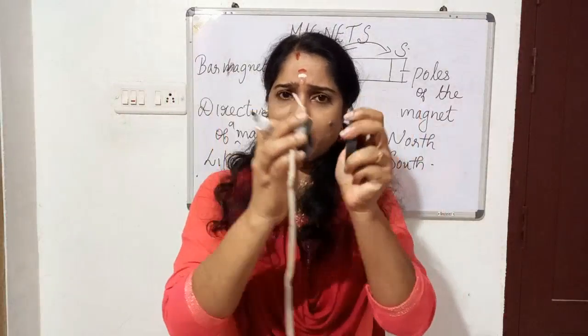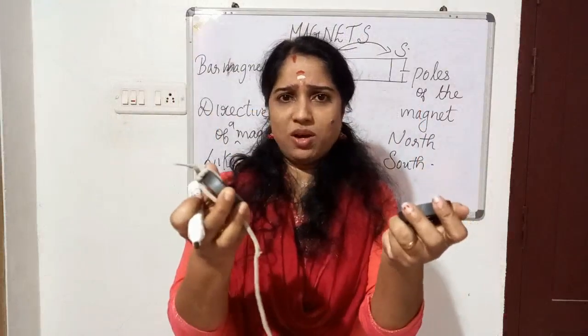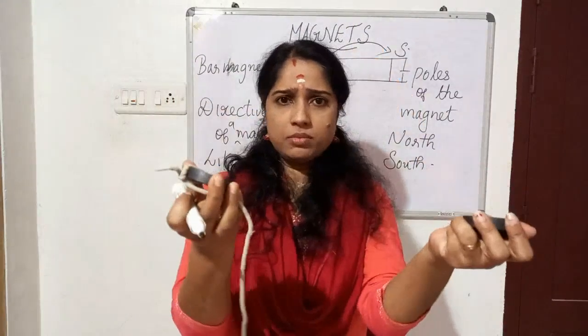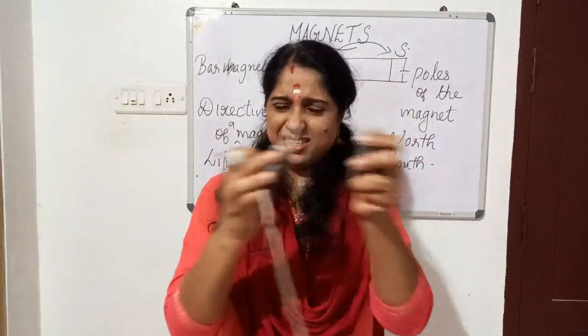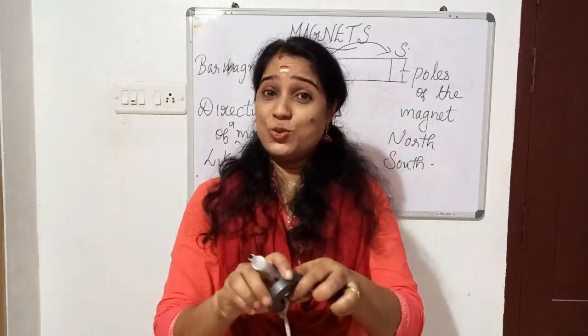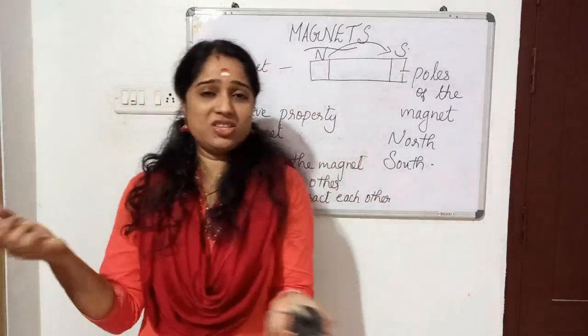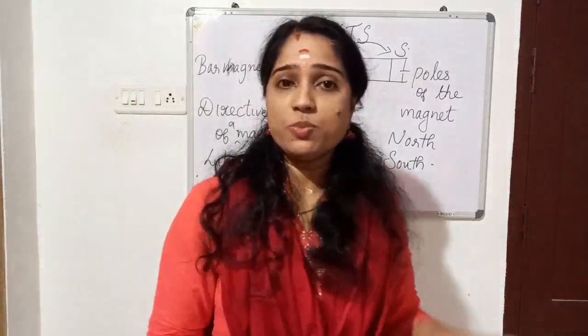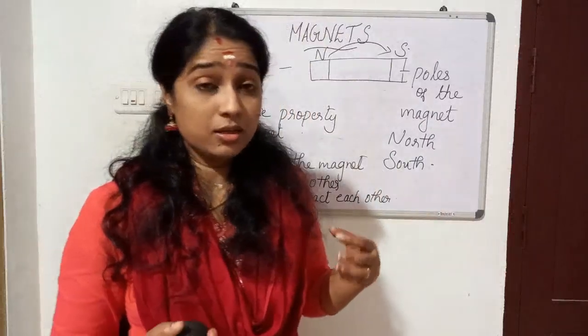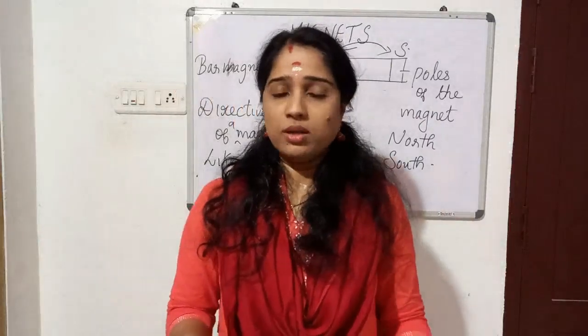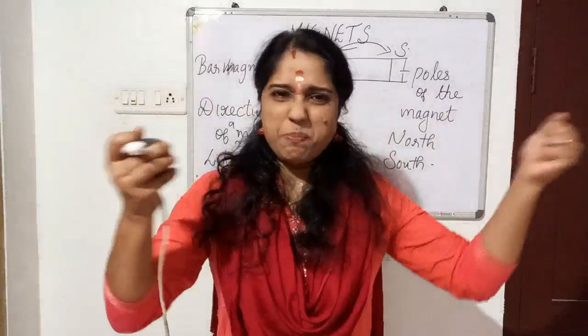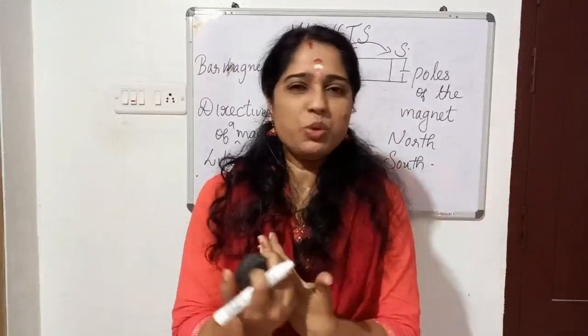See here, we can easily check which pole is which. These two are the same, that's the reason they are not attracting. And as for these two poles, what happened? Nice, very fast they get attracted. So like poles means both poles should be north or both south. Then they will not attract, they will repel. It doesn't come to attract.